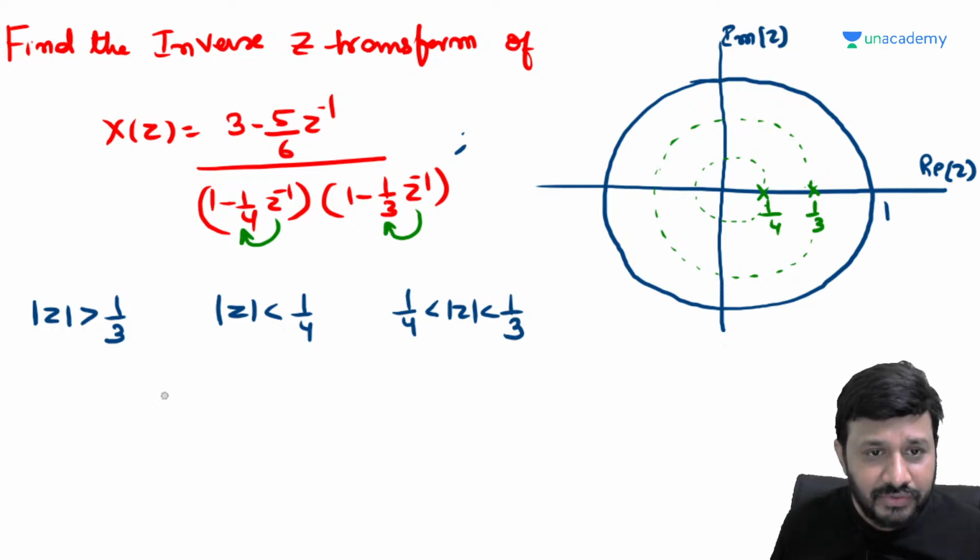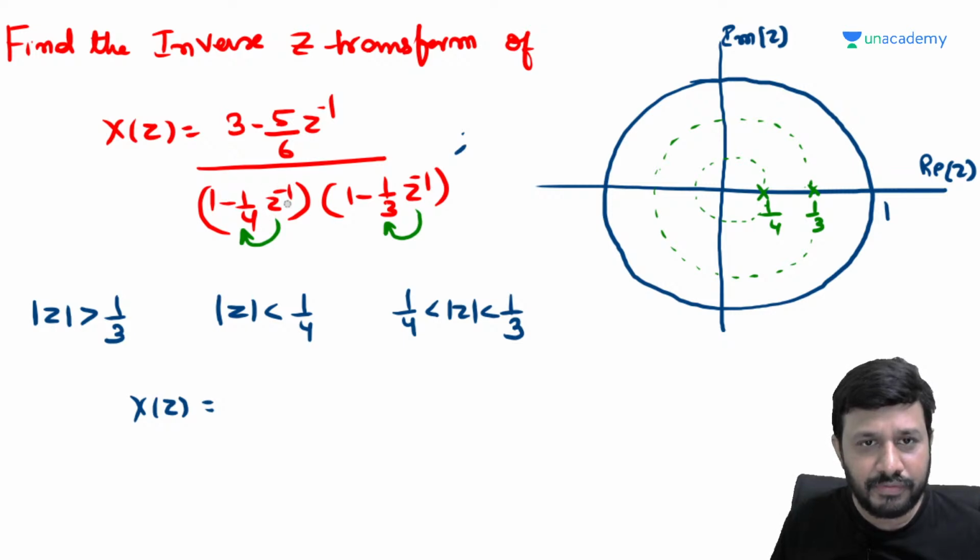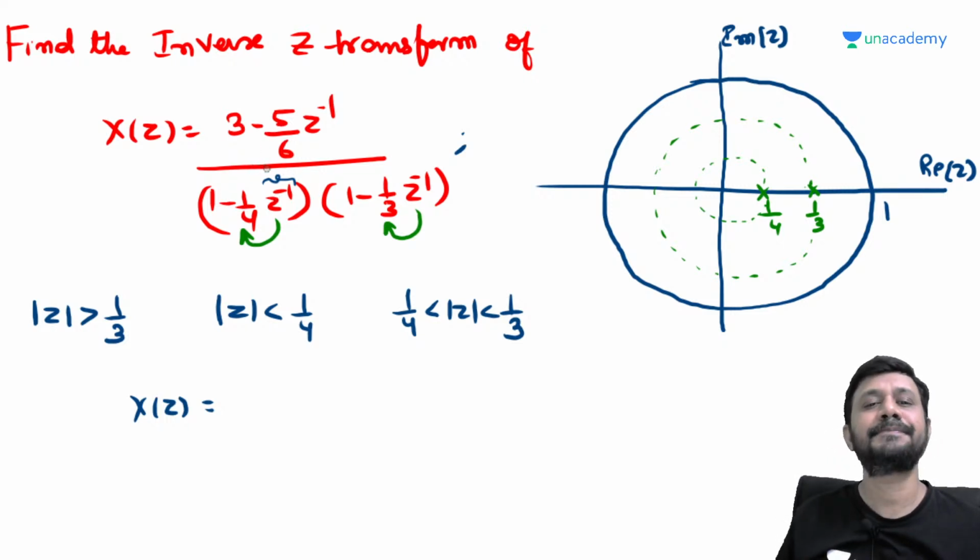First of all, resolve this one into partial fractions. How are you going to resolve this into partial fractions? Do one thing: substitute z inverse equal to 4 here, so that this term becomes 0. So what are the partial fractions?